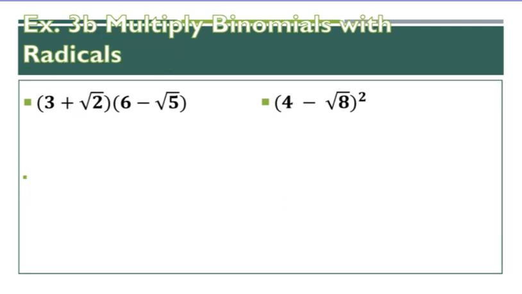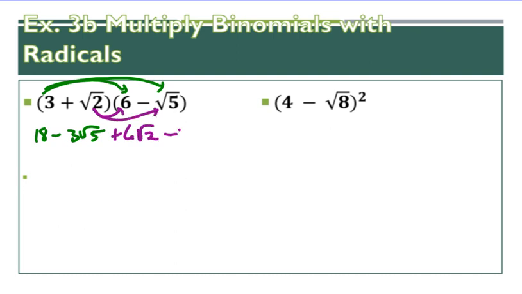Next, multiply binomials with radicals. So same thing here. Use FOIL. So this gives us 18 minus 3 square root of 5. This would give us plus 6 square root of 2 minus square root of 10. Now I cannot break anything down. I cannot combine anything, so this would be my answer.